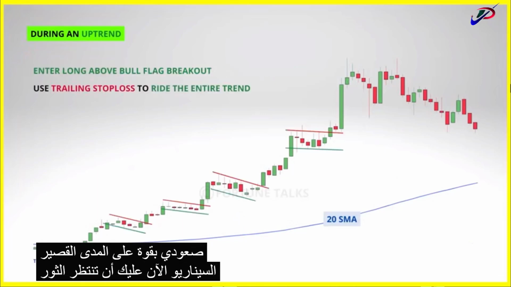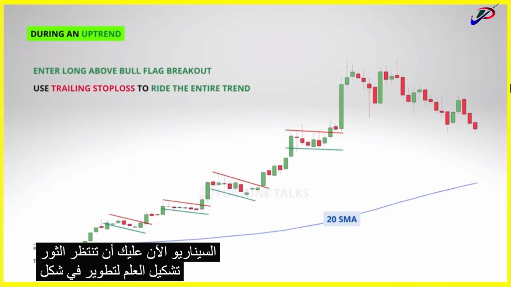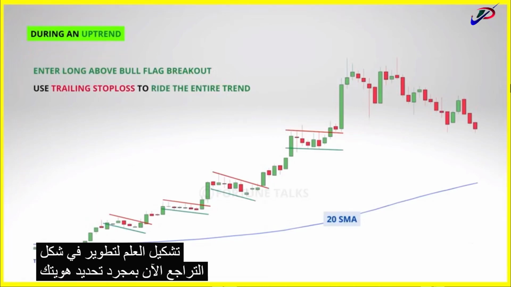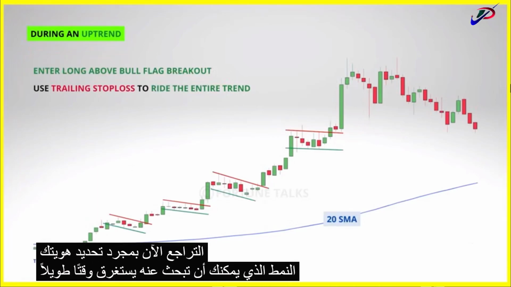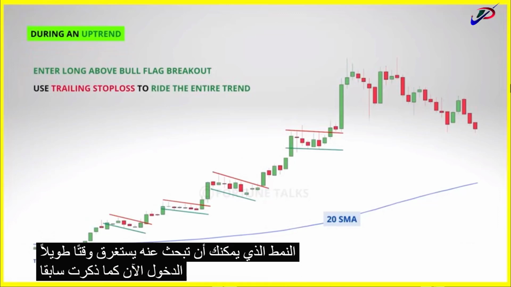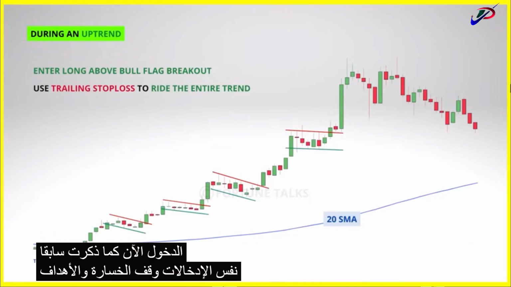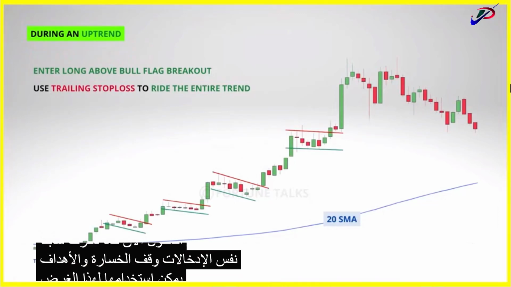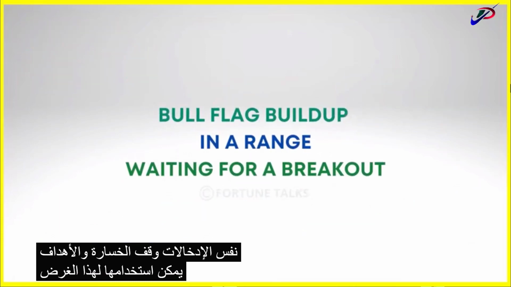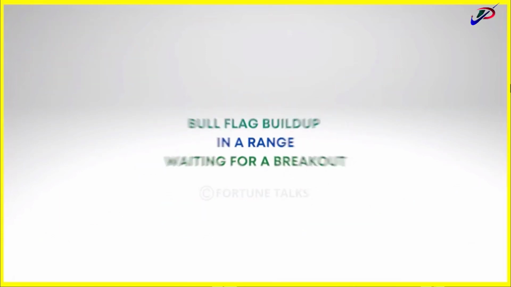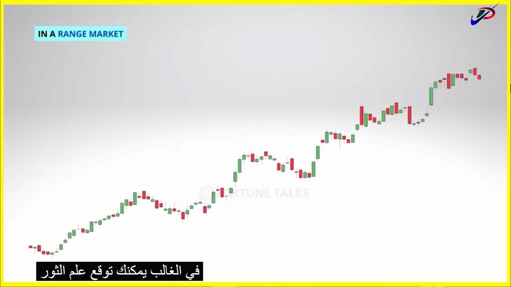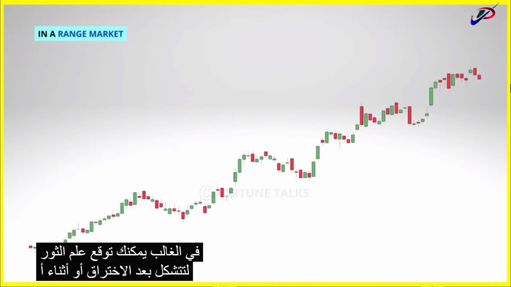Now you have to wait for a bull flag formation to develop in the form of a pullback. Now once you identify a pattern, you can look to take a long entry. Now as I have mentioned earlier, the same entry, stop loss and targets can be used for this purpose. Predominantly, you can expect a bull flag to form after a breakout or during a strong trend.